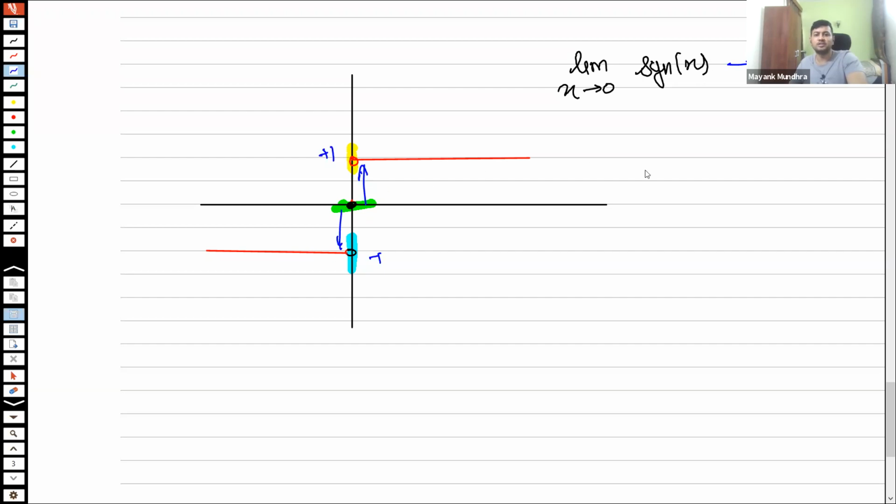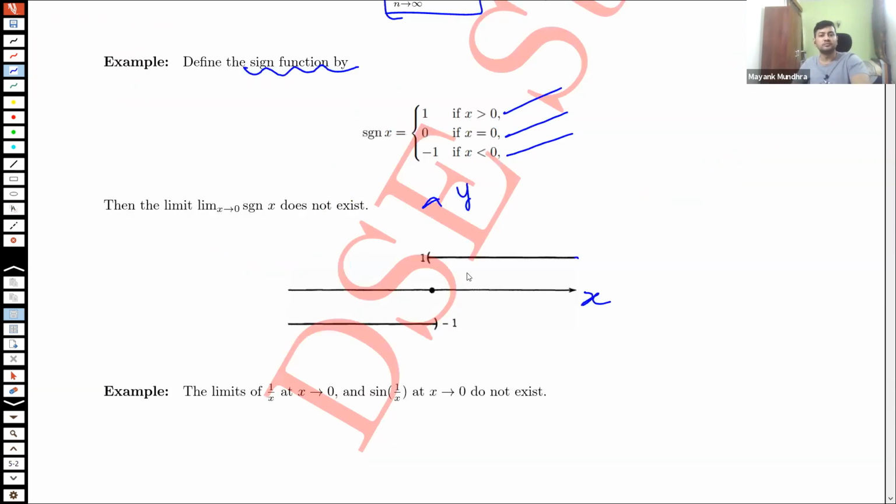By the way, such functions are said to have a jump discontinuity. So a jump discontinuity is when functional values jump. So here we see that the functional value jumps from -1 to 0 and then again from 0 to 1. Okay, so the function jumps up. So it's called a jump discontinuity.